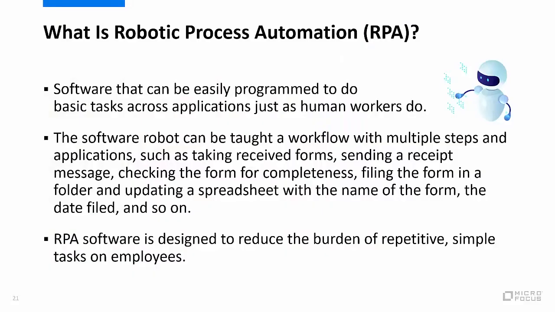All right, so let's give a little background on what robotic process automation is. First of all, it's software that can be easily programmed to do basic tasks across applications that human workers currently do. The software robot can be taught a workflow with multiple steps and applications, such as receiving forms, sending receipts on messages, checking forms for completeness. Pretty much anything that a human can do, a robot can be programmed to do with RPA.